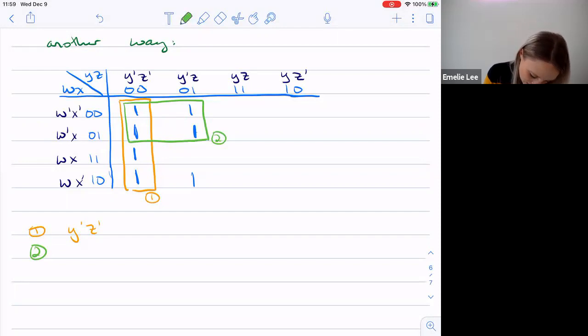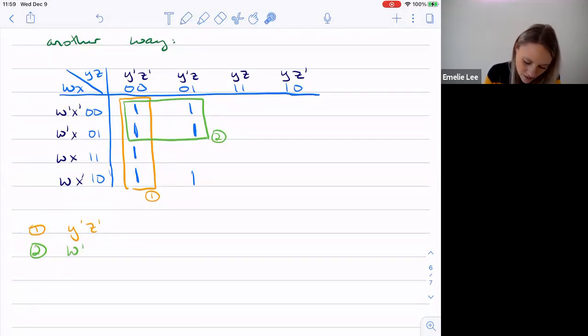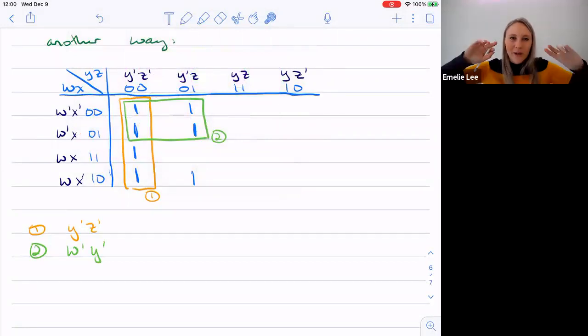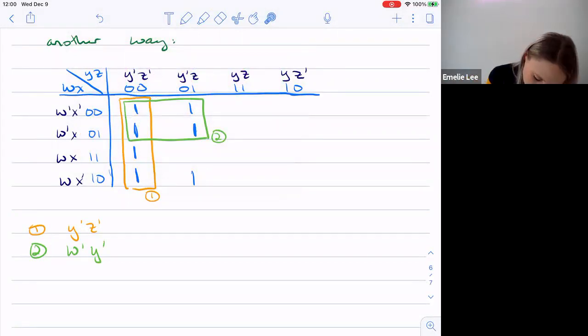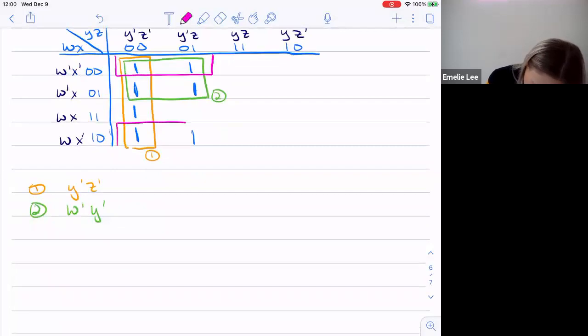So I'm going to write down my W prime. And then moving on to my columns, it looks like my Y prime is held steady, and Z is off and on. And so W prime, Y prime. Now, my last one, we said there's this kind of tricky group where it loops around. I use pink for my hardest groupings.